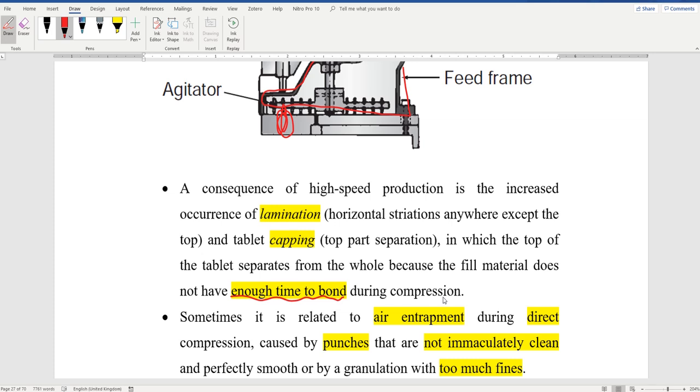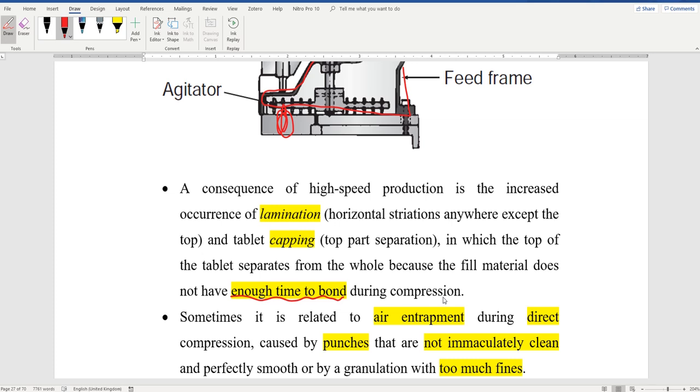As I told you, even if your tableting machine is capable of producing a very high number of tablets per minute, you still don't need to use the highest speed. You need to use an appropriate speed, because if you use high speed, everything will happen very quickly, even including the compression step.